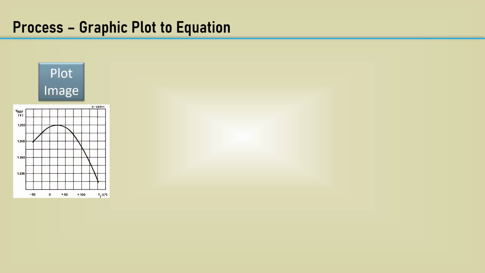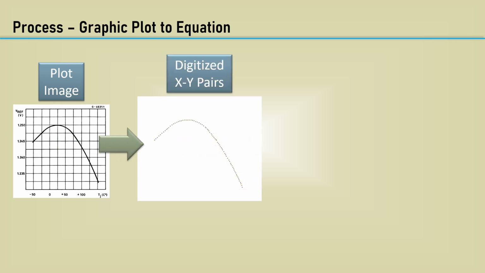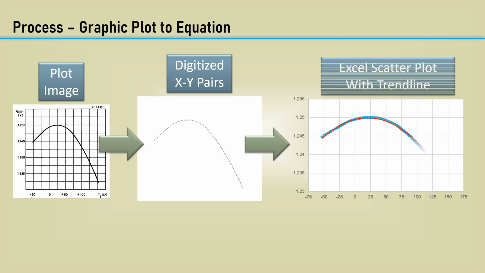Often, the plots in device specifications, just by their nature, will be related to a mathematical function, like this one that appears to be parabolic. We will use a web-based tool to digitize the plot and produce XY data pairs. Those are brought into Excel and a scattergram is created. A trend line will be added. The equation for the trend line is displayed on the chart.